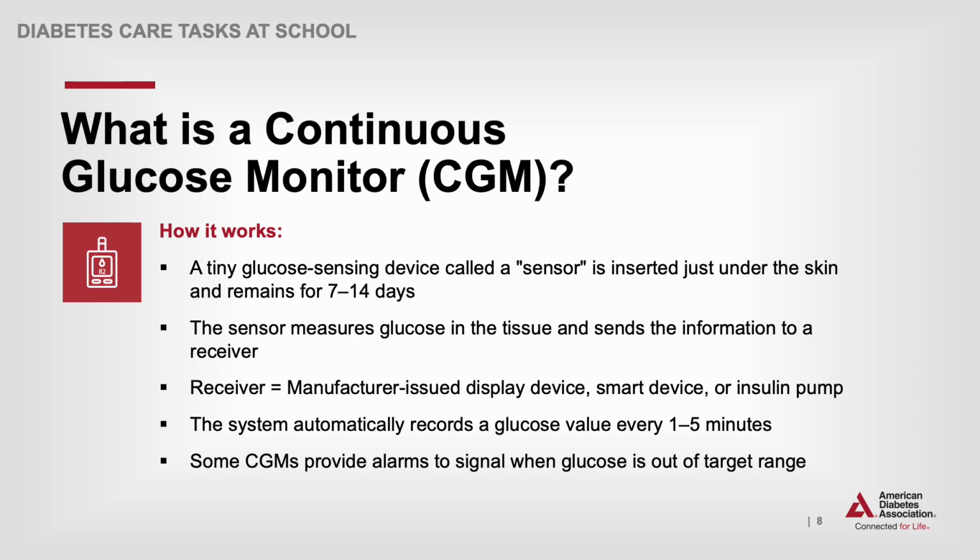The system automatically displays and records an average glucose value every 1 to 5 minutes and is worn for multiple days, with duration depending on the manufacturer. The state of the continuous monitoring technology is such that fingerstick checks are still required at times for either calibration or treatment decisions. Glucose monitoring instruction will be outlined in the student's DMMP. Most CGMs have alarms that signal when glucose is out of range.